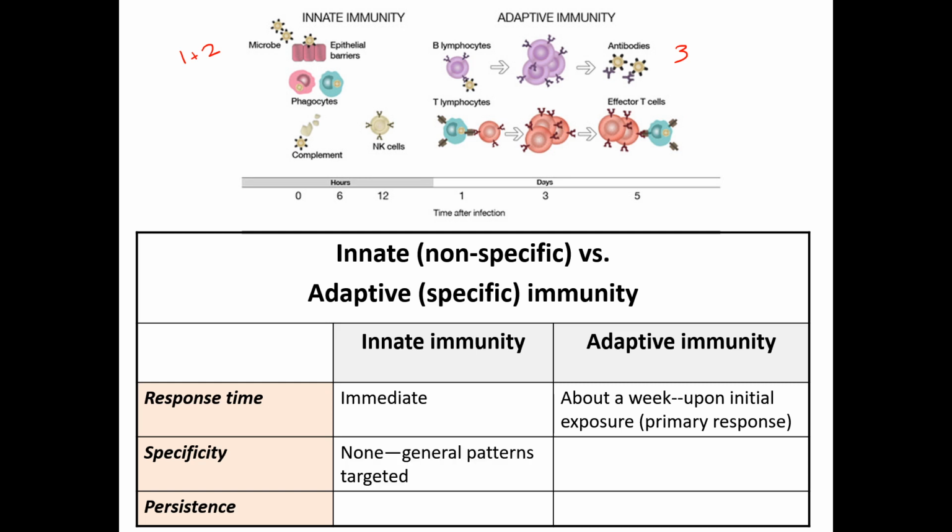How specific are they? Well, remember, innate is a very general, non-specific defender. For example, natural killer cells would target the same type of marker present on all viruses or present on all cancer cells, whereas the adaptive is extremely specific. Only one type of antibody is detecting one specific type of antigen. Persistence, how long does it last? Well, innate is always there, but there's no lasting memory. Unlike adaptive, if you have those memory cells formed, you now have lasting protection, lasting immunity provided by that adaptive defense.